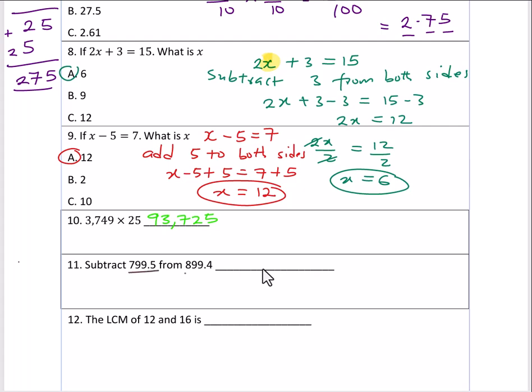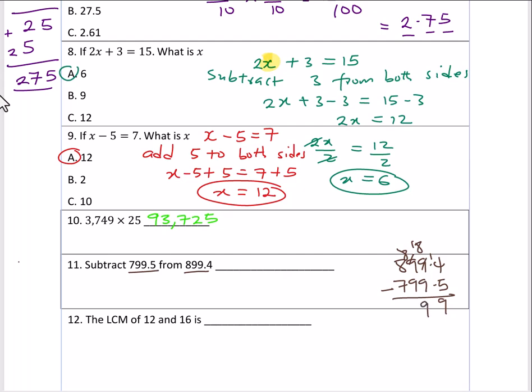For question number 11, we have to subtract 799.5 from 899.4. So 899.4 minus 799.5. Let's subtract. 4 subtract 5 cannot work, so we take 1 here, add it to this one, and it becomes 14. Then this is left with 8. 14 minus 5 is 9. Coming to this one, we have 8. 8 minus 9 cannot work. We take 1 here, leaving this one as 8. 18 minus 9 is 9.